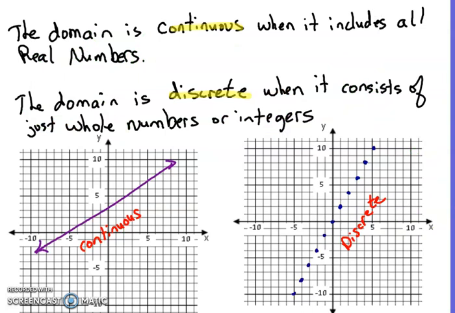All right, another 2 definitions is continuous and discrete. The domain is continuous when it includes all real numbers. So continuous means like it continually keeps going. Think of it like you doing a job, like you go out and raking the leaves. If you continually rake the leaves, you don't take a break, you don't look at your phone. You don't take a drink of water. You continually, nonstop, keep raking the leaves. So that's what continuous means.